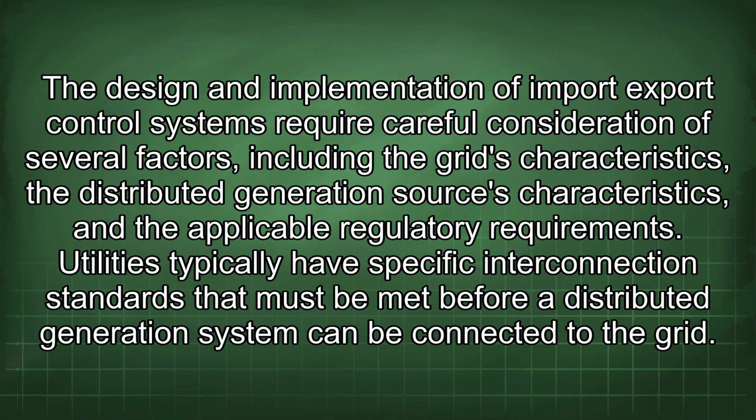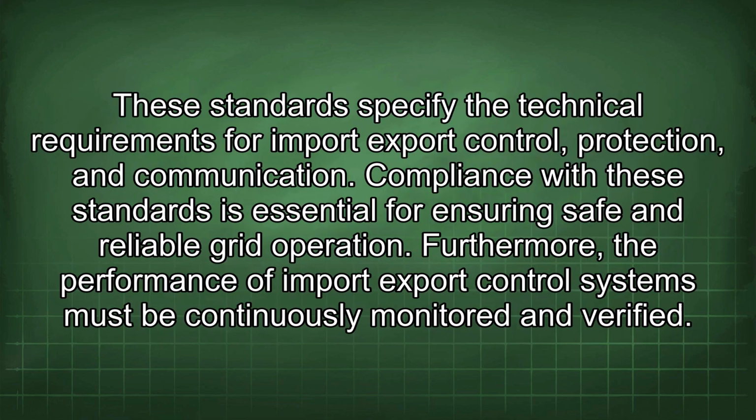The design and implementation of import-export control systems require careful consideration of several factors, including the grid's characteristics, the distributed generation source's characteristics, and the applicable regulatory requirements. Utilities typically have specific interconnection standards that must be met before a distributed generation system can be connected to the grid. These standards specify the technical requirements for import-export control, protection, and communication. Compliance with these standards is essential for ensuring safe and reliable grid operation.